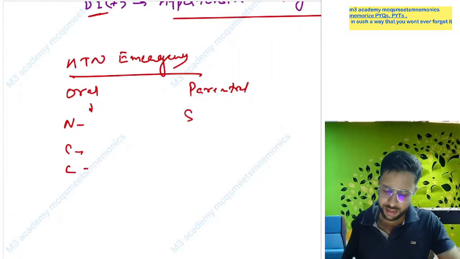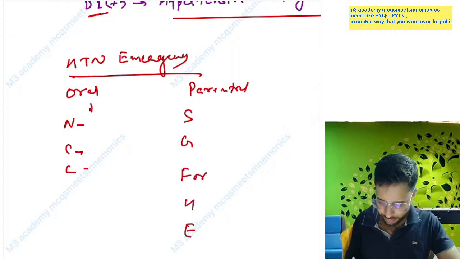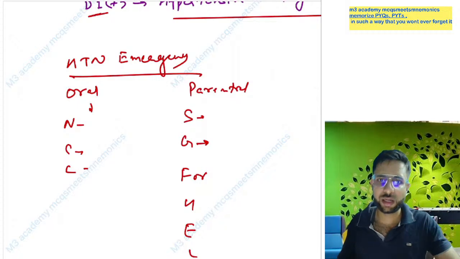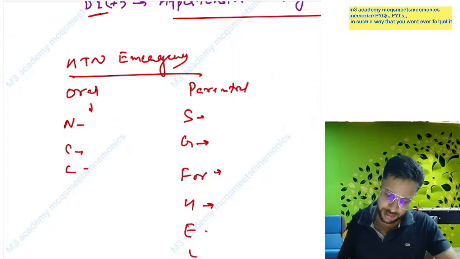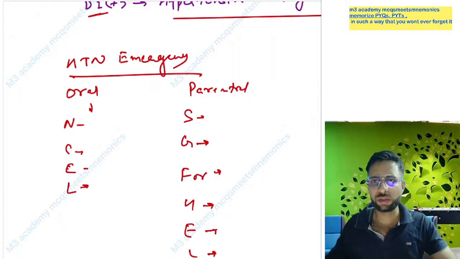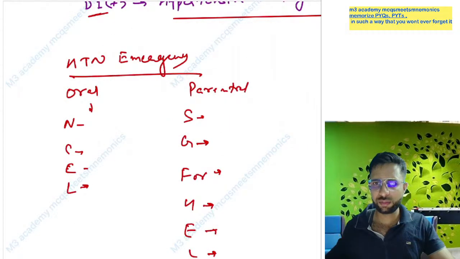And parenteral is Sourav Ganguly for help: sodium nitroprusside, glyceryl trinitrate, furosemide, hydralazine, esmolol, labetalol, and phentolamine. Labetalol is also used as an oral drug, so we use labetalol both orally and parenterally.